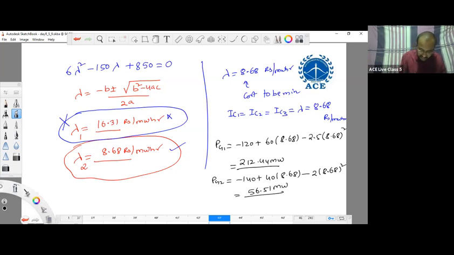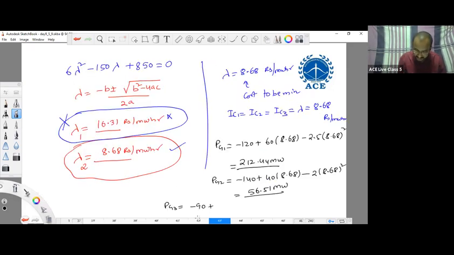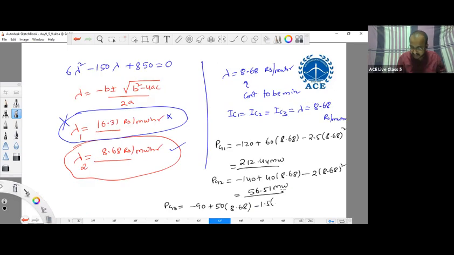What about PG3? PG3 is also the same. PG3 is what you got: minus 90 plus 50 into IC3, that is 8.68, minus 1.5 into IC3 square, where IC3 square is 8.68 square. If you simplify, you will get the value of PG3. PG3 is 230.98 megawatt.